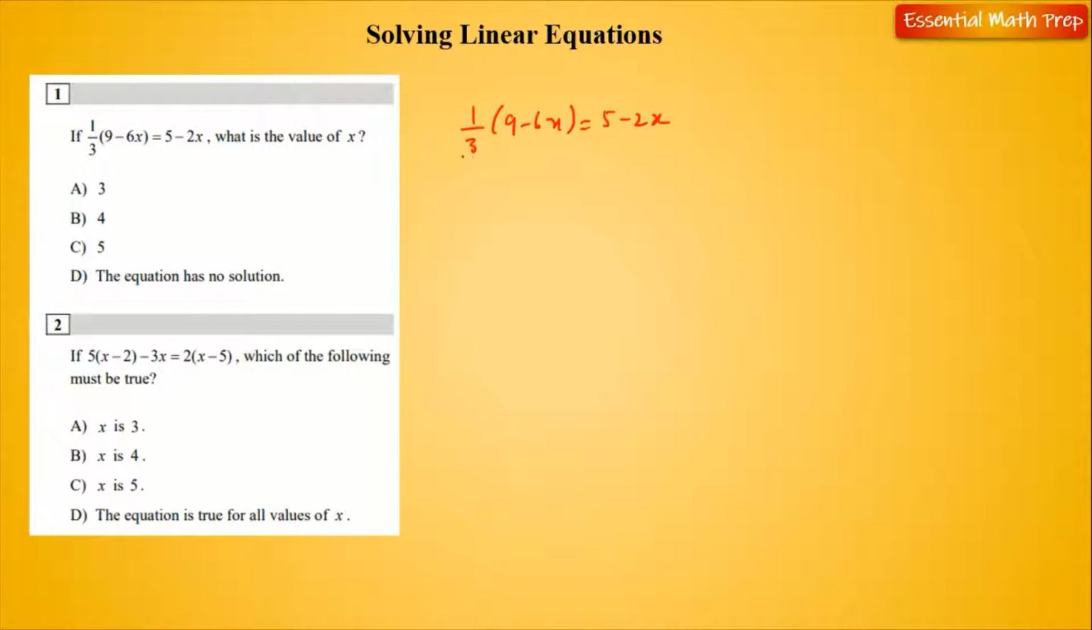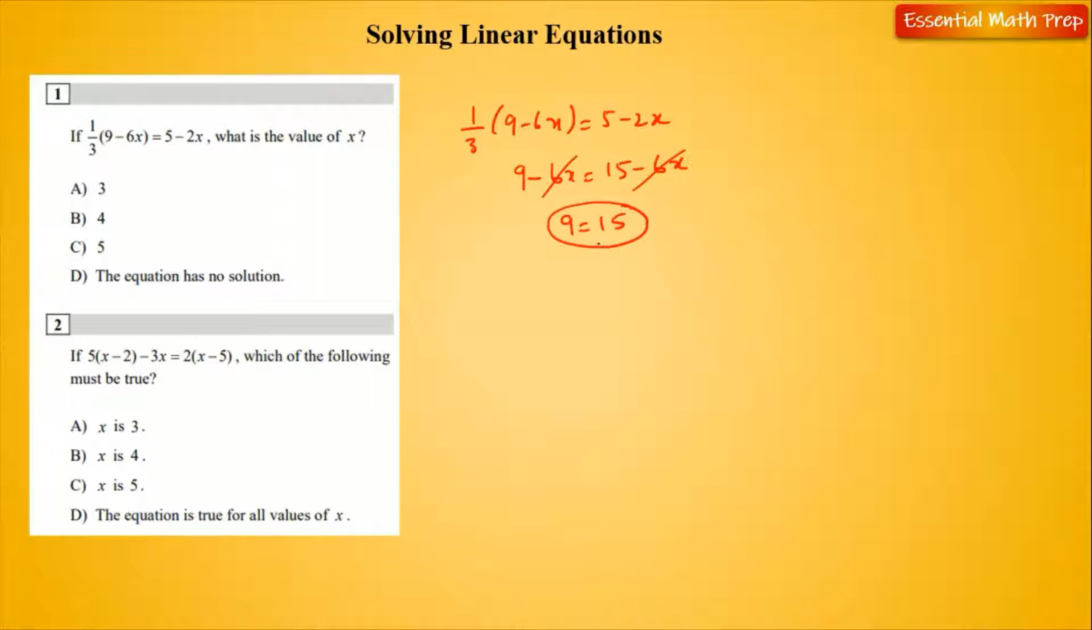So the easiest way to do this would be to multiply by 3 on both sides, which would give us 9 minus 6x equals 15 minus 6x, right? So we can get rid of the 6x on both sides, which would leave us with just 9 equals 15. The equation has no solution.